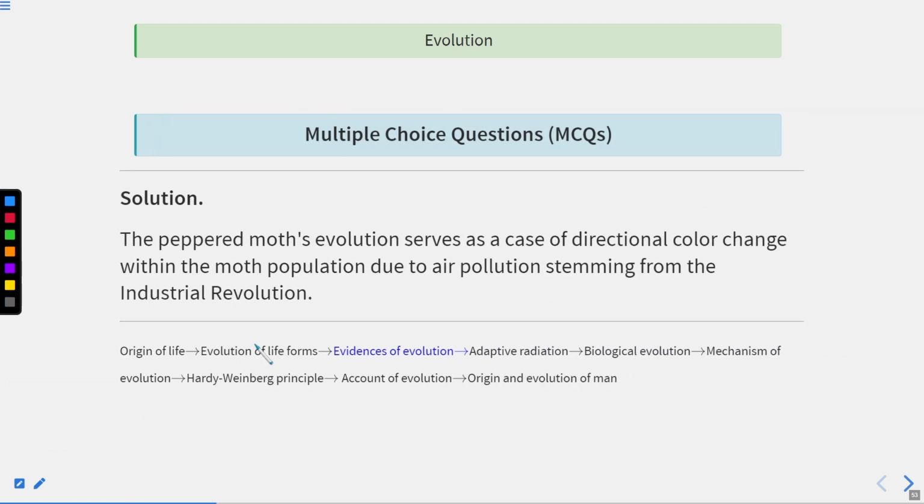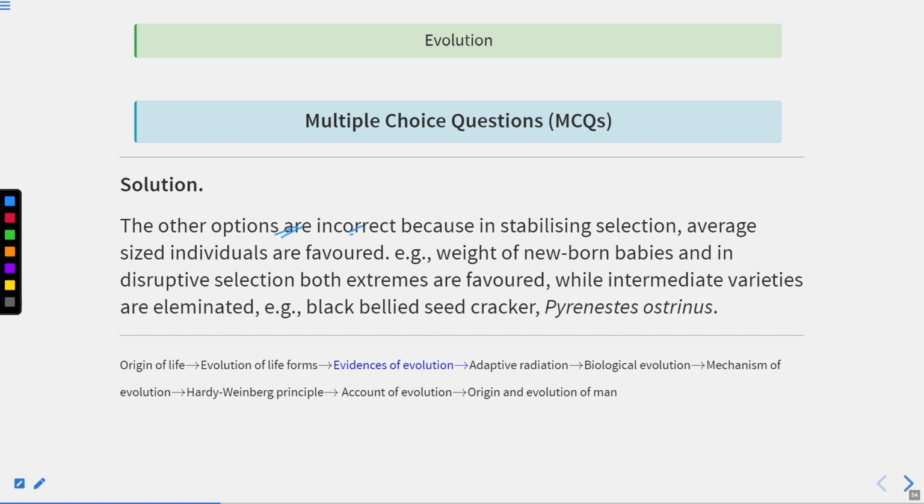So option number B is the correct answer here. The pepper moth evolution serves as the case of directional color change, or you can say directional selection within the moth population due to air pollution stemming from the Industrial Revolution. Clear? Now, the other options are incorrect. Why? Because in stabilizing selection, I've already told you, average size individuals are favored or the intermediate phenotype is favored. For example, weight of newborn babies. And in disruptive selection, both extremes are favored. Extreme phenotypes are favored while intermediate varieties are eliminated.